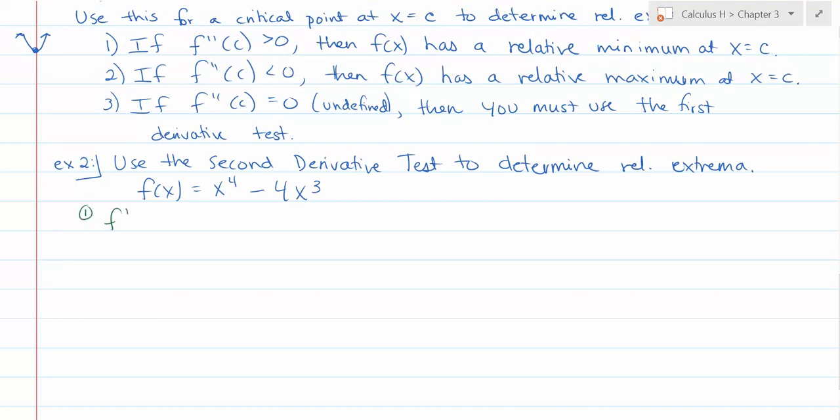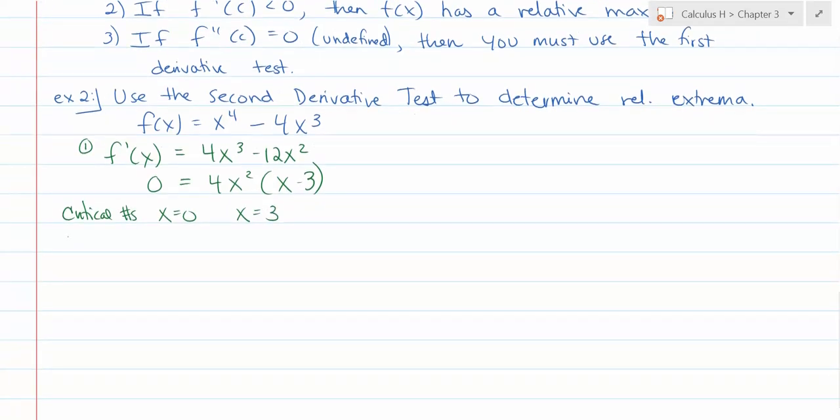So I'm going to need to find my first derivative. Okay, set it equal to 0. Factor out 4x squared. So my critical numbers are going to be when x equals 0 and x equals 3. Next, I'm going to find my second derivative. Okay. And I'm going to use the second derivative test, so I'm going to evaluate my second derivative at 0.